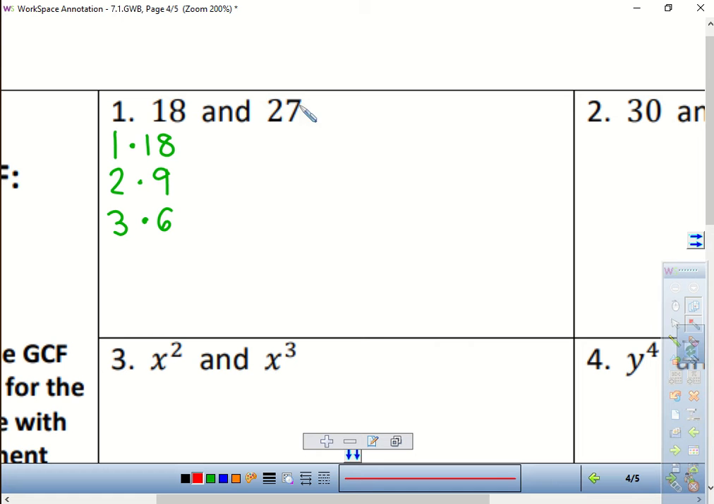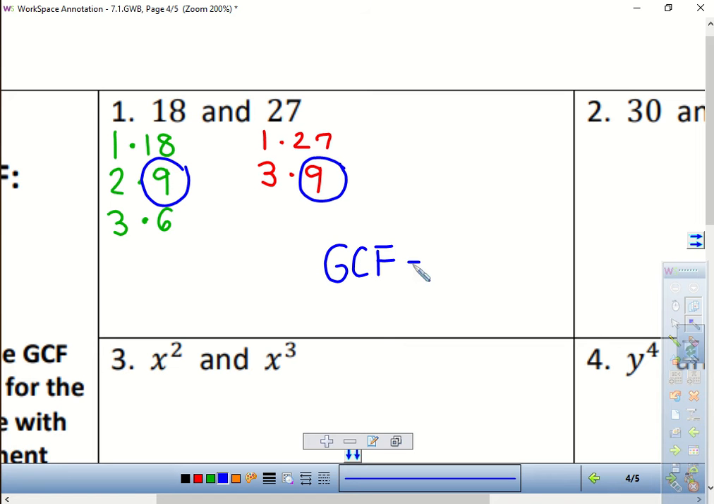So what are some factors of 27? 1 times 27. Good. 3 times what? 9. Good. 3 times 9. And there are no other factors of 27, or 2 numbers that we can multiply to give us 27. So we've extended our list. Now our goal, if we're finding the greatest common factor, is to find which number these lists have in common that is the biggest, and that is 9. That's the largest number they have in common. So our GCF is 9.